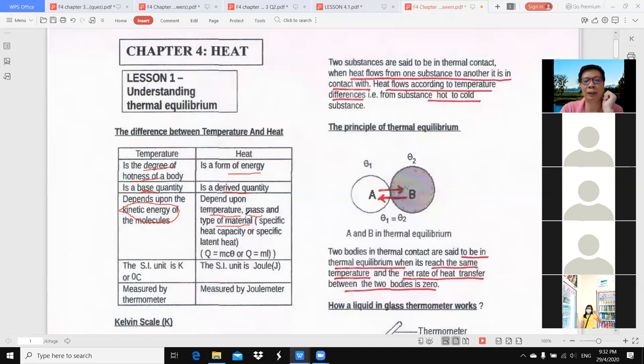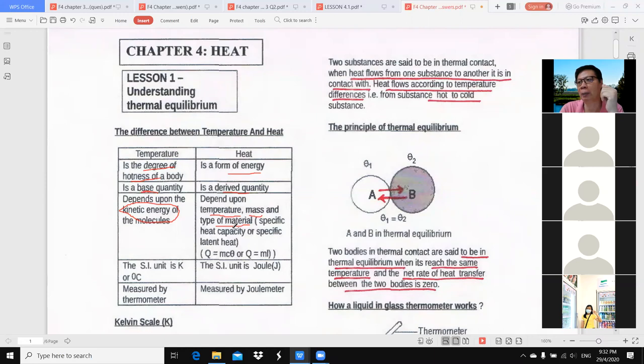Temperature affects the heat, mass affects the heat, and the last one is the type of material. Okay, types of material, I take an example. Iron and wood, right? They are different types of material. Iron can heat up faster. Wood heats up very slowly. Different material, you know. Okay? So iron heats up faster, meaning the iron contains more heat energy.